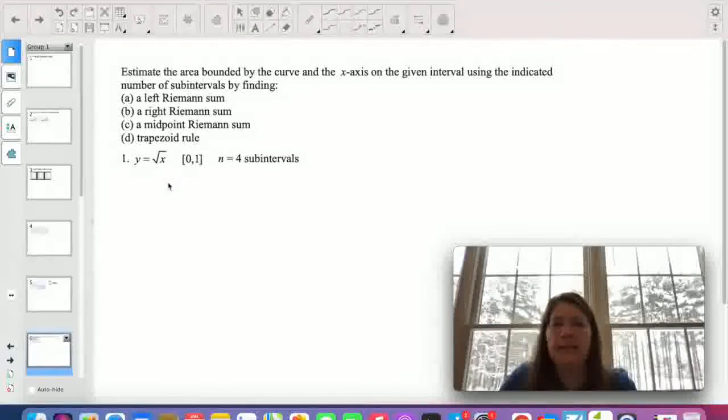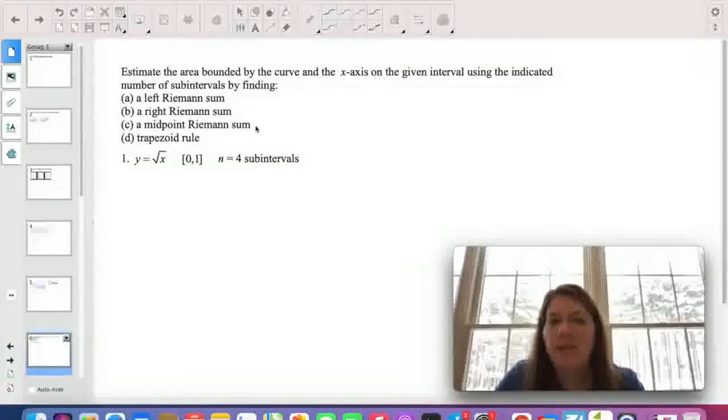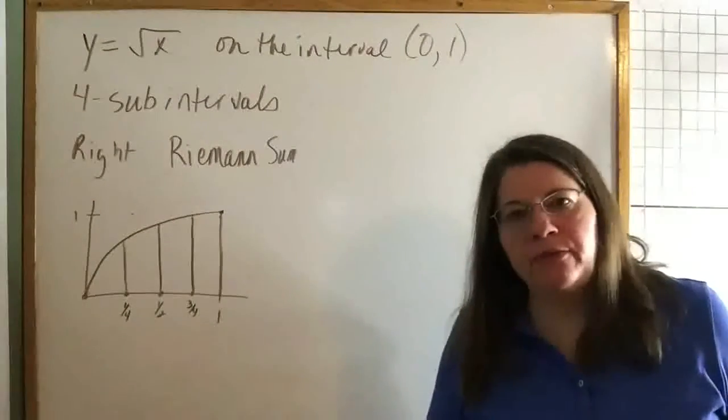So we're going to take this to the whiteboard, and in today's video we're going to do the right Riemann sum. The next video we do will be the midpoint Riemann sum, and the video after that will be on the trapezoid rule. So now we're going to do the same thing using the right Riemann sum.